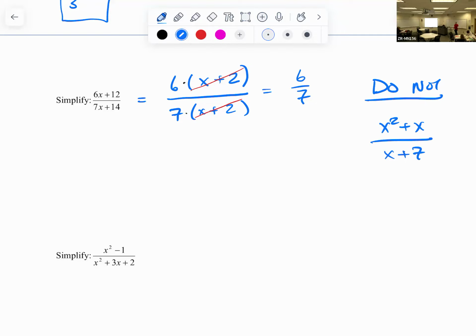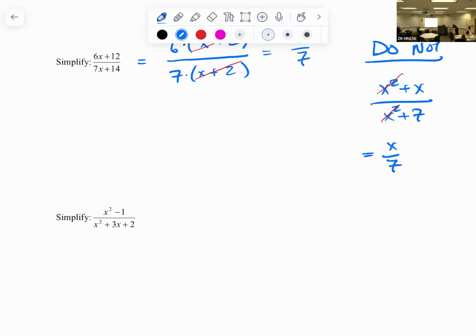All right, this is the temptation. Actually, let's make this x squared. This is what I see way too often. x squared plus x divided by x squared plus 7. People are like, oh, cancel my x squareds and end up with x all over 7. That is not the same. You cannot cancel across addition.